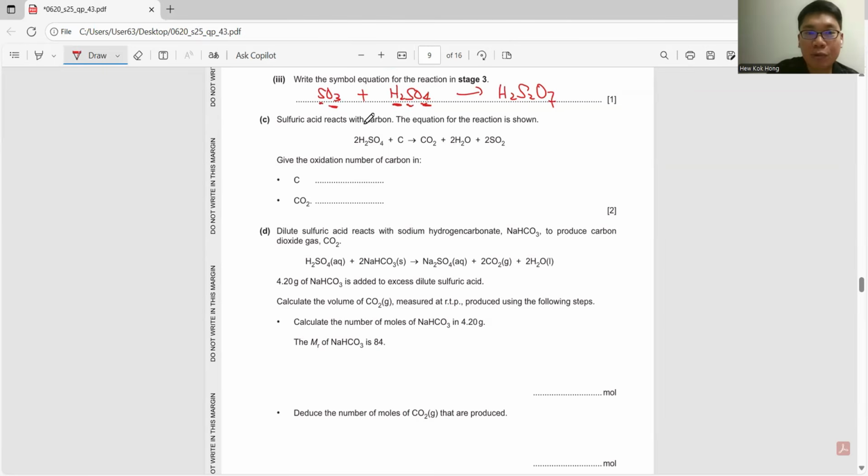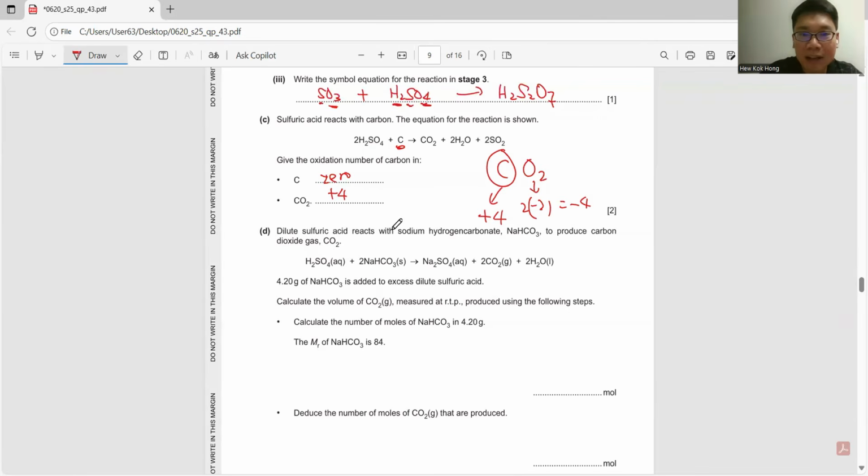Part 3. Sulfuric acid reacts with carbon. The equation for the reaction is shown. Give the oxidation number of carbon, C, which is an atom. The oxidation number is 0. How about CO2? We know each oxide is -2, so we have -4. So this must balance with it, so it must be positive 4. Make sure you show its positive charge.